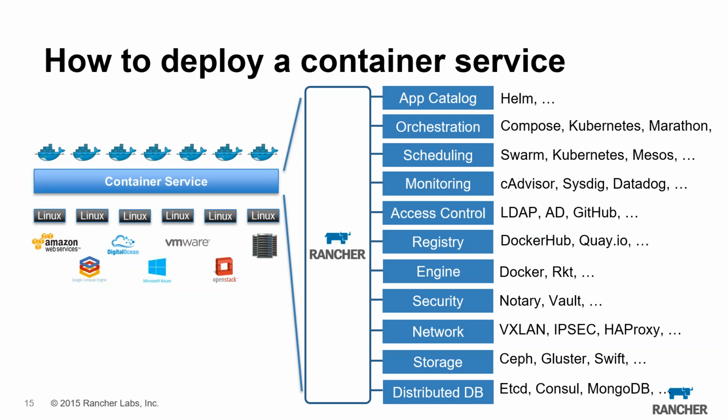So over the course of the beta, working with a lot of users and people, we've added in, as much as we can, a lot of flexibility so that users can pick what registry they want to use, what scheduler they want to use, what approach they want to use to access control or to monitoring. We've done some of that through the catalog. We've done some of that by extending Rancher, and there's more to come.